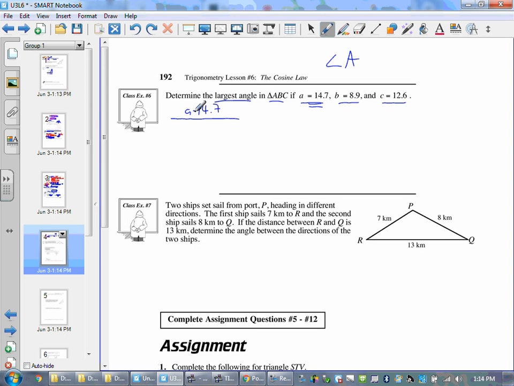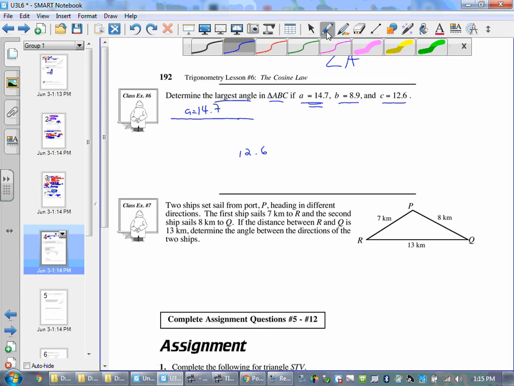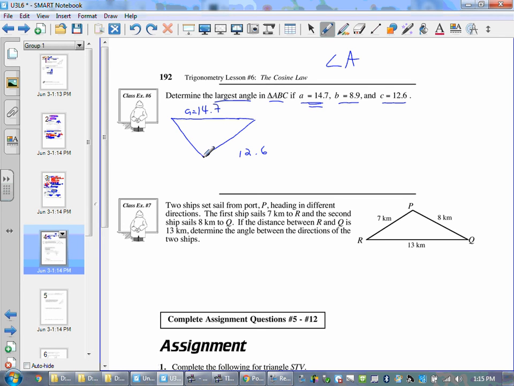There's my A. So let's make it a little extra long. My C should be shorter. 12.6. Let's squish this a little more. Our B is 8.9.